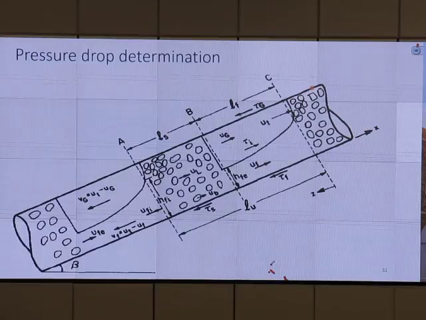Next, this part is from the Taitel-Barnea paper. I just copied the picture and will show you the final result, and we will derive it.